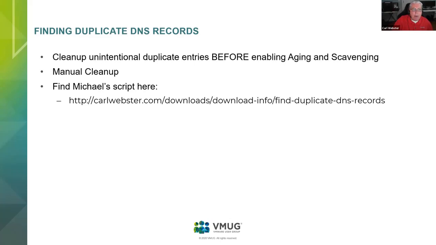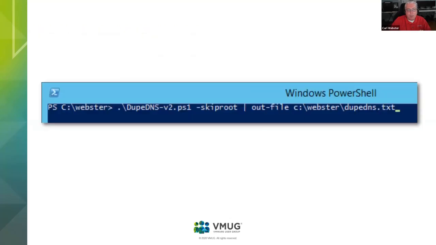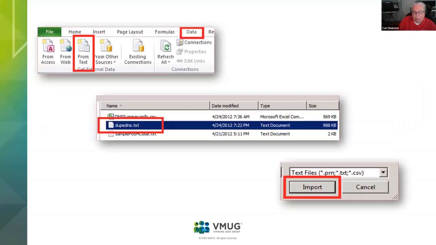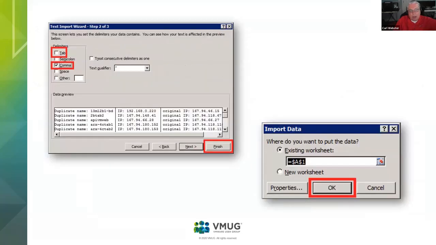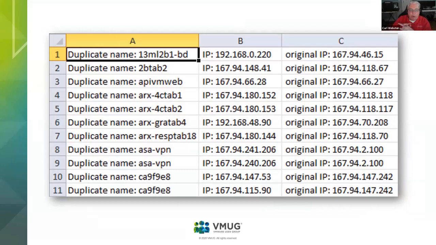And then my friend, my main AD and PowerShell mentor, Michael B. Smith, wrote a script for my website, Find Duplicate DNS Records. It's easy to run. You just run this script, out-file to some file, and then you can take that file and import it into Excel. It's delimited, unselect tabs, select comma, and boom, there you go.